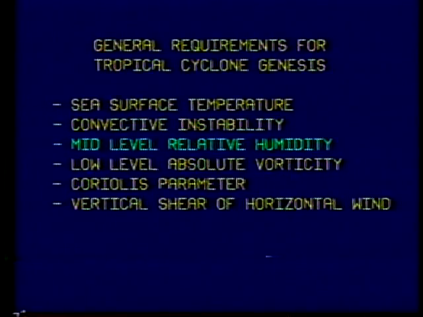Mid-tropospheric mean relative humidities of 50% or higher are necessary in order to prevent the convective towers in the developing storm from being eroded by entrainment of dry air. In addition, large relative humidity values above the boundary layer significantly increase the potential for latent heating within the system.